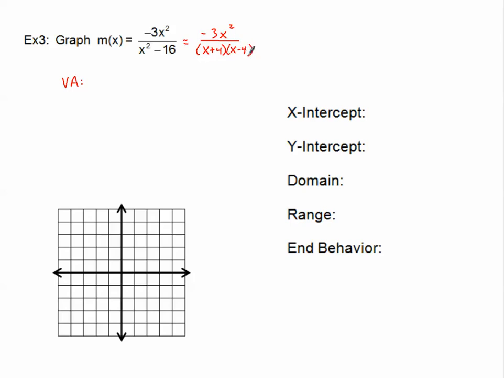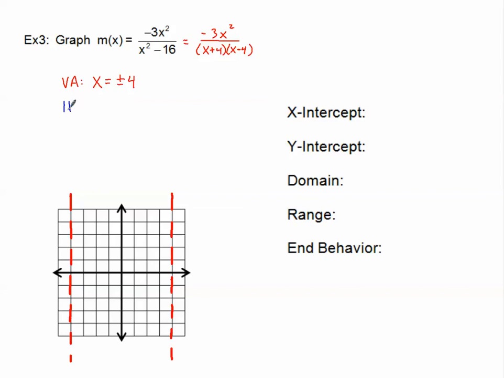Okay. Once it's in factored form, it's a whole lot easier to see that we do have two vertical asymptotes. One's going to happen at x equals negative 4, and one's going to happen at x equals positive 4. And just so I can be fancy, I'm going to use a plus or minus symbol. So I have two vertical asymptotes again. One is going to be at positive 4, dash that in, and the other one's going to be at negative 4. We'll dash that in. Okay.